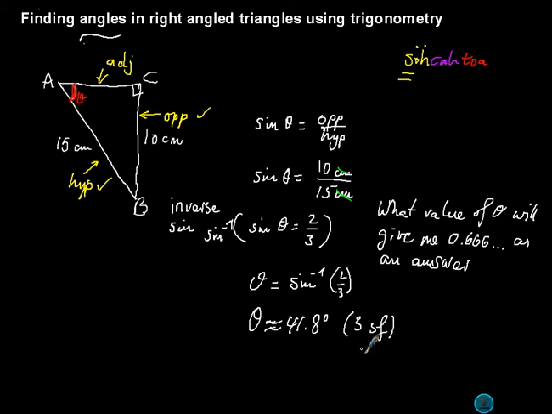And that's how I find angles in right angle triangles, using the inverse functions of sine, cos, and tan. So I have sine to the -1, cosine to the -1, and the inverse tan function is like this. Good luck!